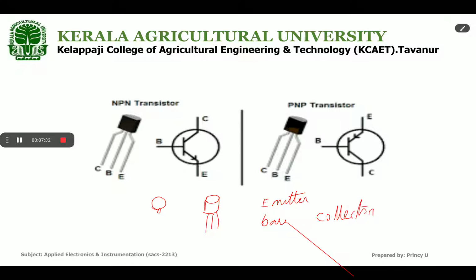Okay, so how can you identify emitter, base, and collector? By using this projection, you can identify it. The outer terminal which is near to the projection will be your emitter. So you can identify which terminal is the emitter by using this projection on your transistor. Okay.